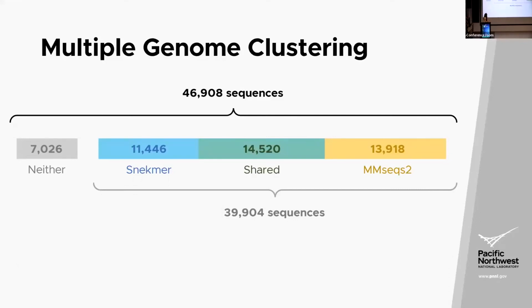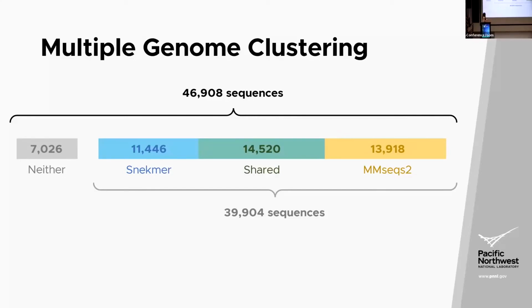And I'm summarizing the results here. The numbers on this plot indicate the number of protein sequences that were assigned to a cluster using either Snekmer or MMSeq2. We found that there was similar performance between Snekmer and MMSeq2, and also found that either clustering method essentially assigns about 50 to 60% of these sequences into clusters.